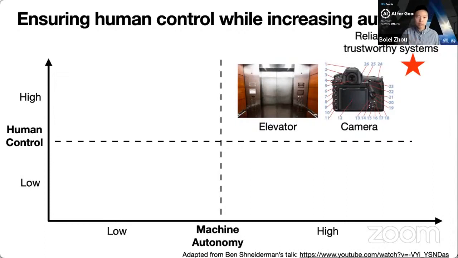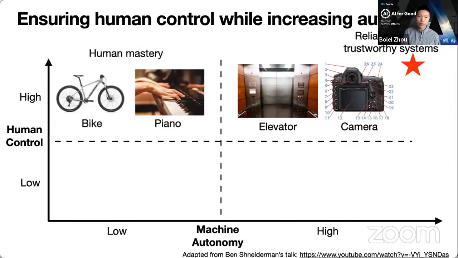For example, we have the elevator. We also have the digital camera that can provide you a lot of options and configurations. You can just control the parameters you want, then you can just click the buttons. Then the elevator can deliver you to the floor you want to go to, or the camera can take the pictures you want. So in that case, we have high machine autonomy as well as high human control.